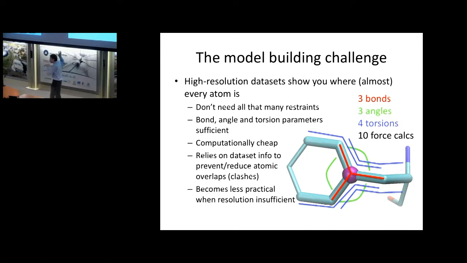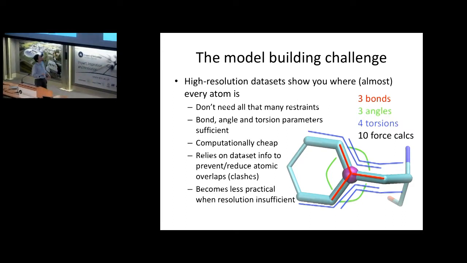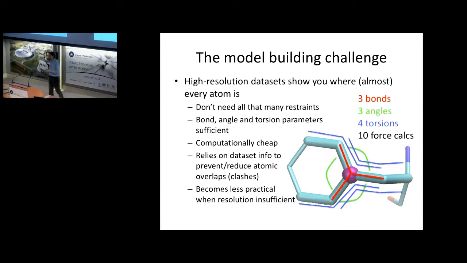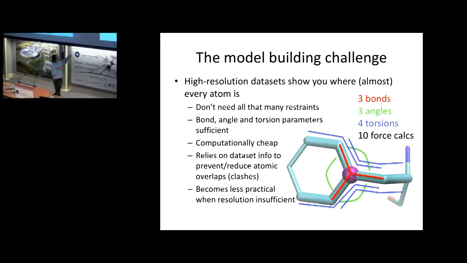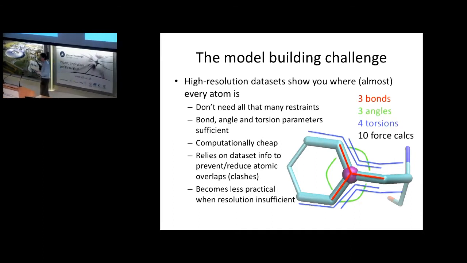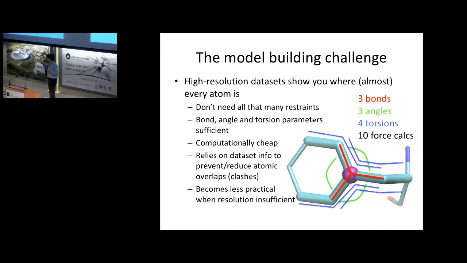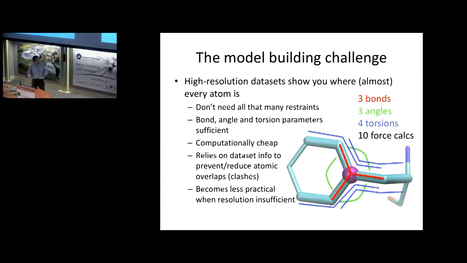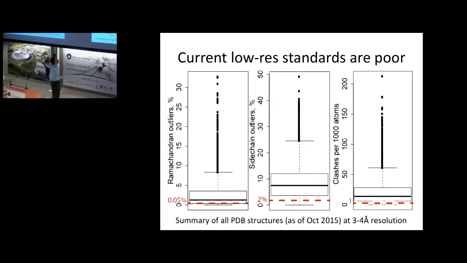But it does rely very, very heavily on your dataset information to actually prevent all those non-bonded interactions becoming troublesome. And it starts to become more and more frustrating as your resolution degrades, as I'm sure many people here know. But because of all of that, if you actually look, and again, this is crystallographic data, but I have looked at a rather large number of EM structures, and the situation is more or less the same.